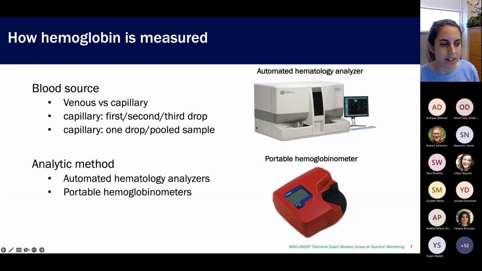So there are also various analytic methods available. The most common method for hemoglobin measurement is automated hematology analyzers. These are analyzers such as Abbott Celldyne, like the one in the picture on the top here. Sysmex and Beckman Coulter are other well-known ones. And portable hemoglobinometers, such as the HemaQ, which is pictured on the bottom of the slide here. And that's really the most common one used.